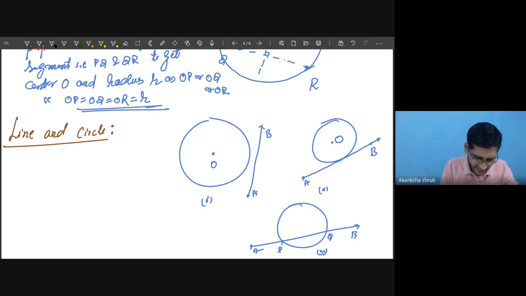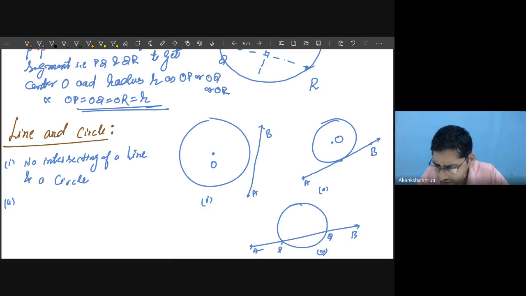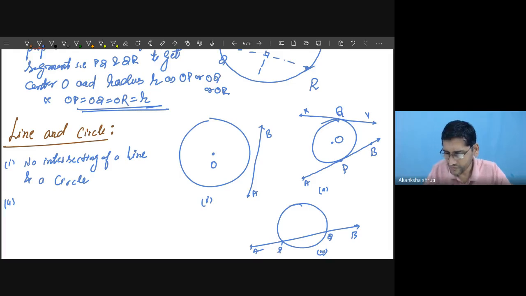So in the first case, we get no intersection or no cutting of a line and a circle. In the second case we are getting a line just touching at one of the points. This point P in case 2, it is this one. It may be possible that we can draw another tangent. Consider this as X and Y. But this XY will touch at some other point Q. So the second possibility is only one point where a line is touching.